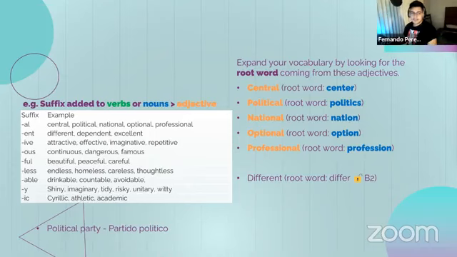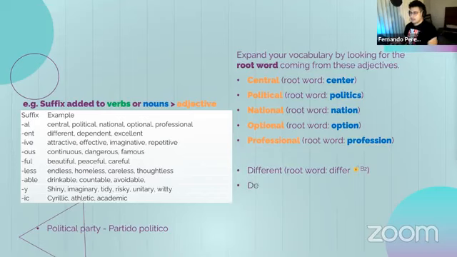In the case of dependent, which is a little bit easier, what's the root word?